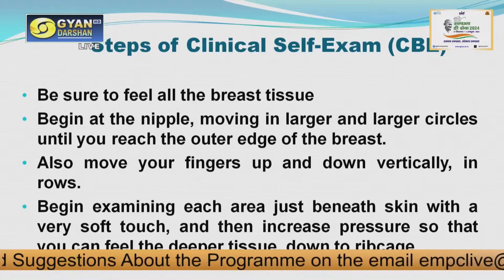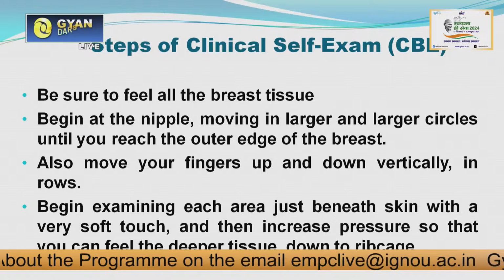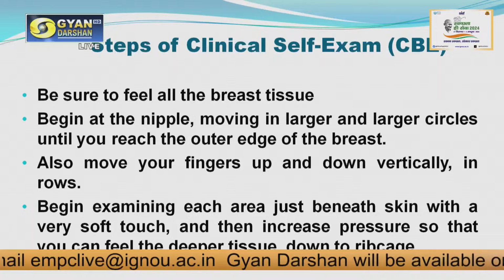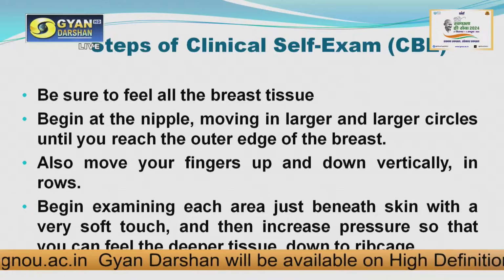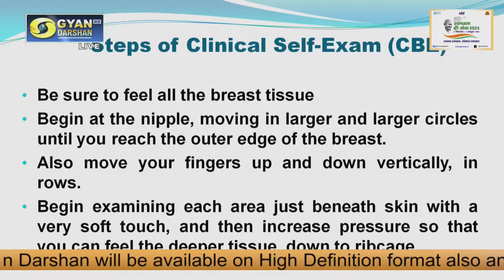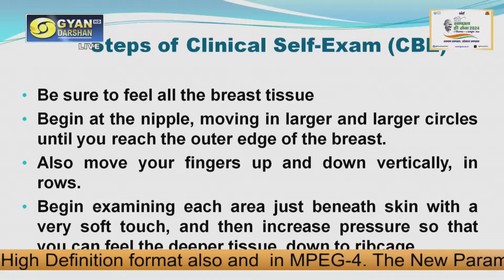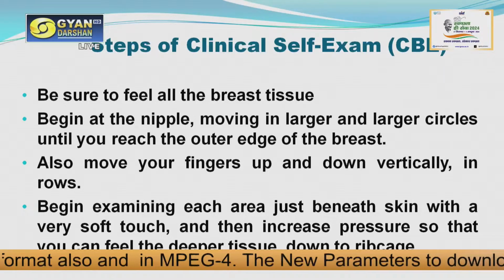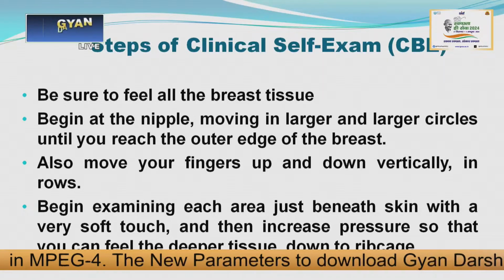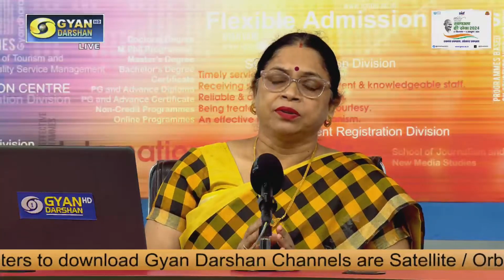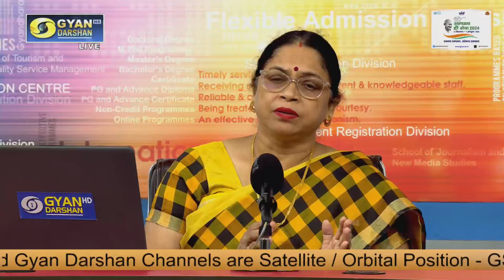So you have to cover all the area, and also move your fingers up and down vertically in rows. Begin examining each area just beneath the skin with a very soft touch, and then increase pressure so that you can feel the deeper tissues down to the rib cage. So you have to cover every aspect of the breast for one breast, and then the second breast also the same way.